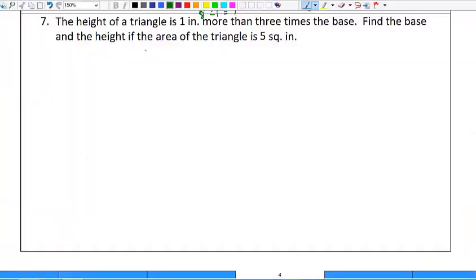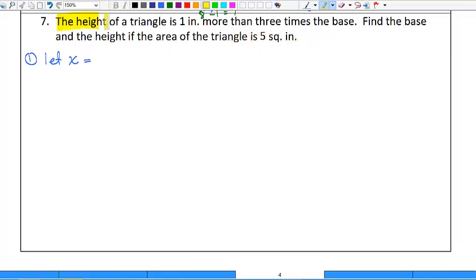The height of a triangle is 1 inch more than 3 times the base. Find the base and the height of the triangle. So our first step says let's define a variable. So I'm going to let x be equal to something. But because I'm looking for both the base and the height, I'm not sure which one's which. So in order to find out which one's which, I need to reread it and see if I can't find the comparative statement. The height of a triangle is 1 inch more than 3 times the base.